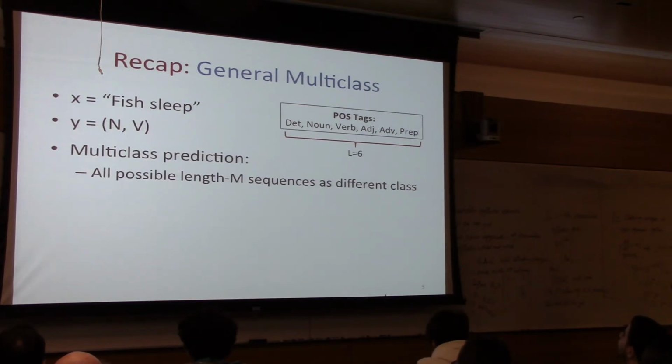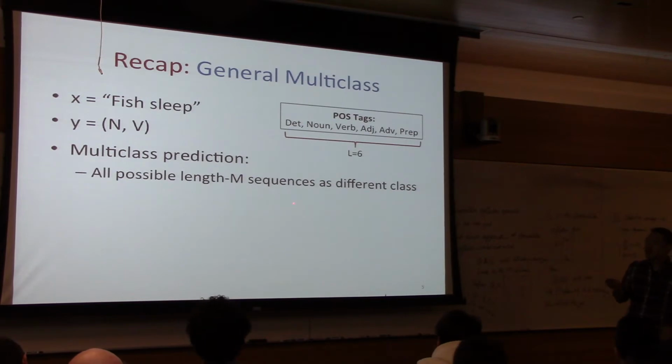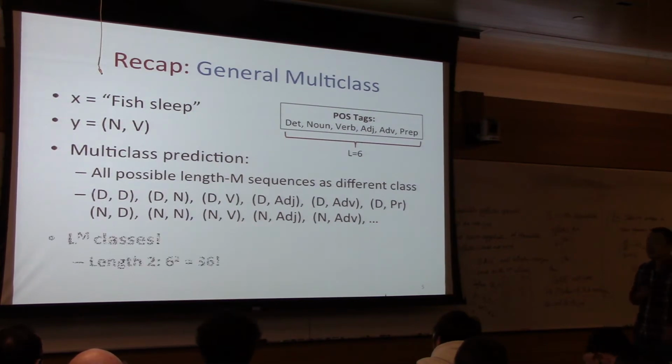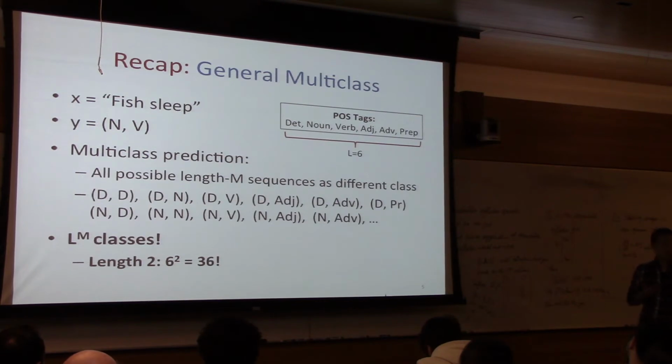As we talked about last week, we could naively think of each possible output sequence as a separate class, and then train a multi-class prediction problem, which scores all possible length M sequences as different classes. Each of these would be considered a different class. This leads to an exponential number of classes in the length of the sequence, which is in general intractable for even moderately long sequences that we want to predict on. And it's even much worse when the number of part of speech tags, or whatever your output sequence state space is, is much larger than 6.